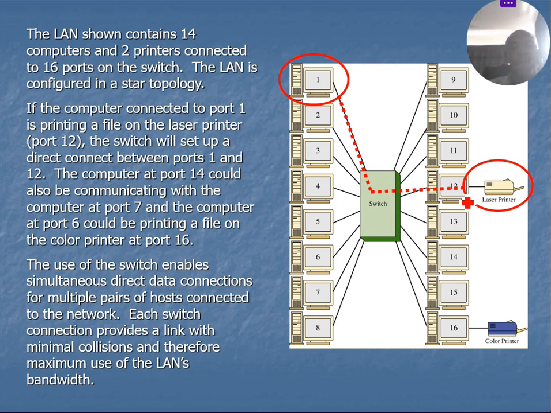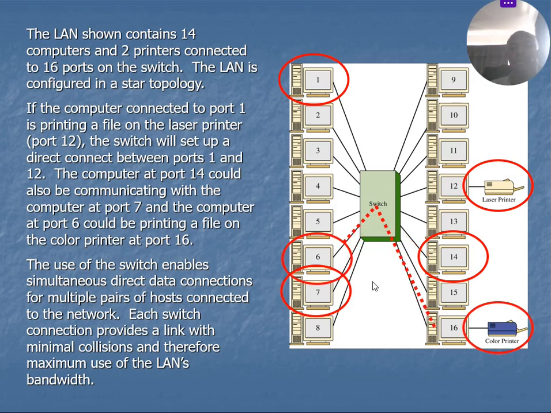The second stage is that the switch will set up another connection. Now let's take a look at the computer at port 14. The computer connected to port 14 could also be communicating with the computer at port 7. Look at it. A connection has been established between these two computers at these ports, as we've shown in this diagram. And then the computer at port 6 could be printing a file on the color printer at port 16. Look at it.